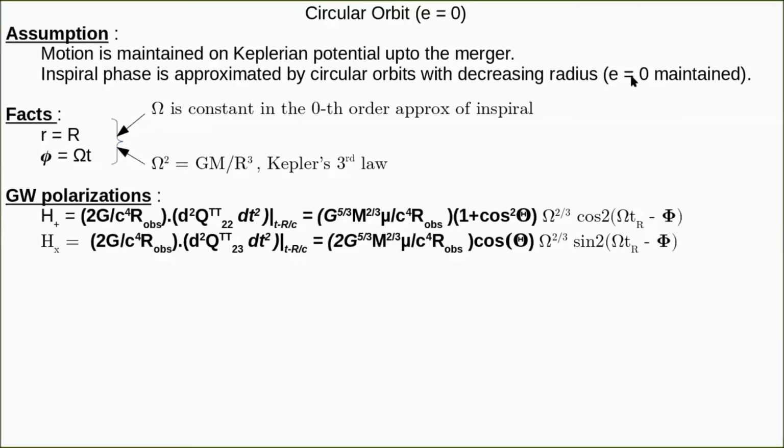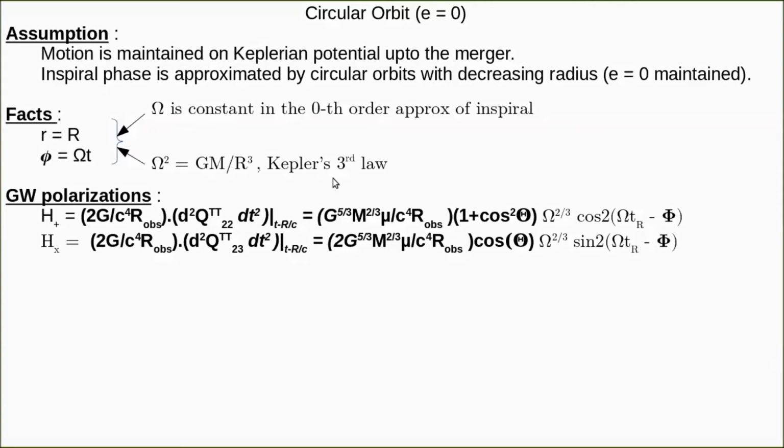So we can think the e equals 0 condition is maintained and the orbit is shrinking. The first fact is that r is a constant and phi is omega t. So omega is constant in the 0th order approximation of inspiral. By 0th order, I mean that there is no gravitational wave emitted, no perturbation on the system, and omega squared equals GM over r cubed. That is basically Kepler's third law.